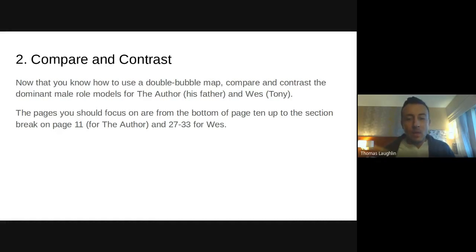Okay. So when you're doing these comparisons and contrasts, and then you're evaluating how these differences impact the two Wes's, be really specific with your details. Okay, draw the details right from the text. Don't generalize. Draw them right from the text, and then try to explain how these things are alike, or how these things are different, and how these differences impact each Wes.